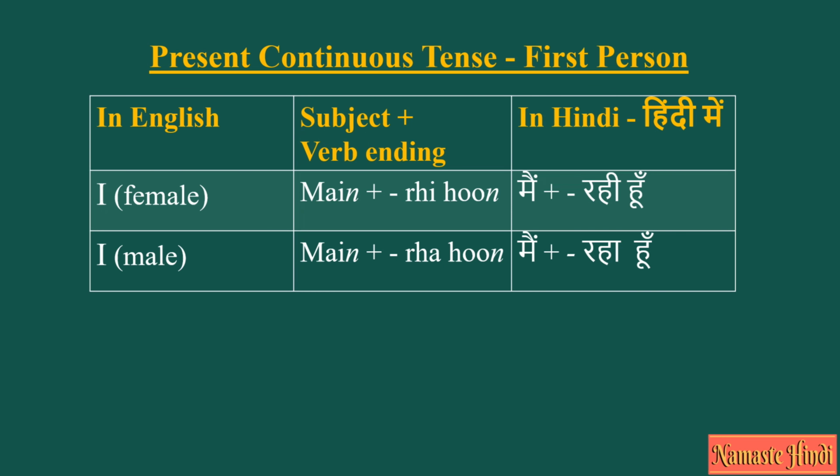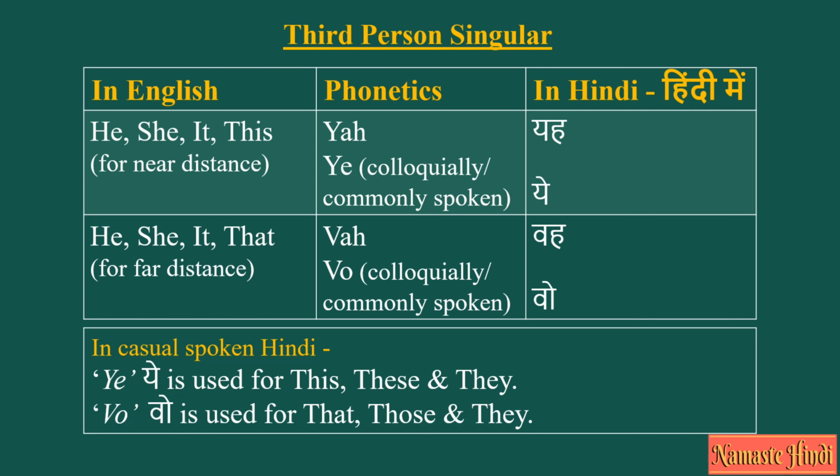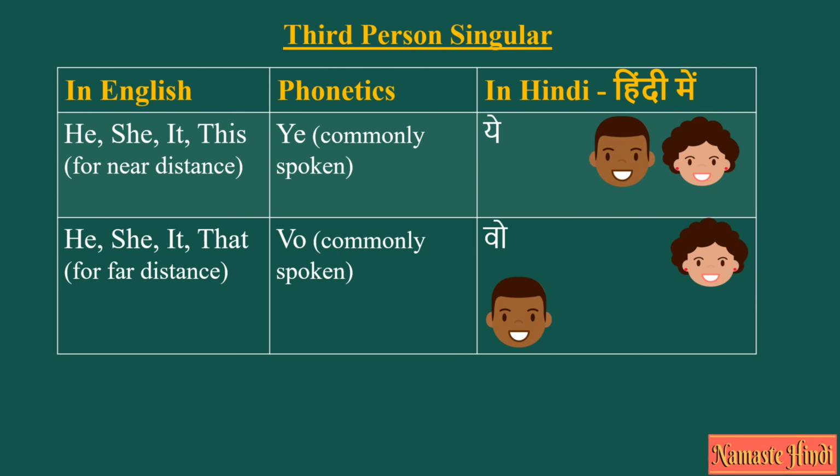In our last lesson, we made I sentences in present continuous tense. Today we are going to learn about he and she in present continuous tense. Remember this table from our video on pronouns, where we learned these subjects in detail? Let's review it quickly. Third person singular.